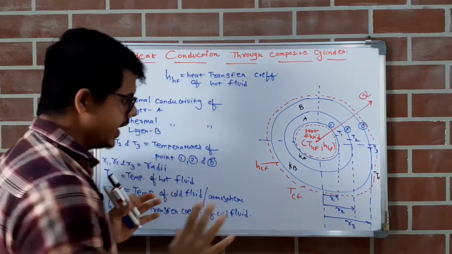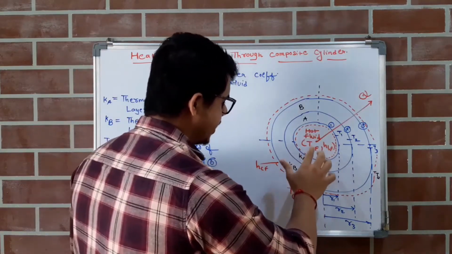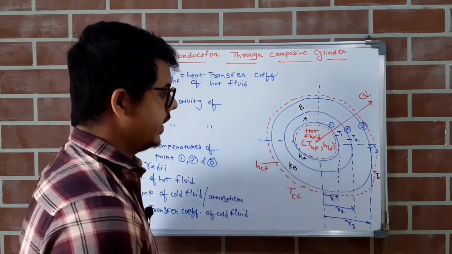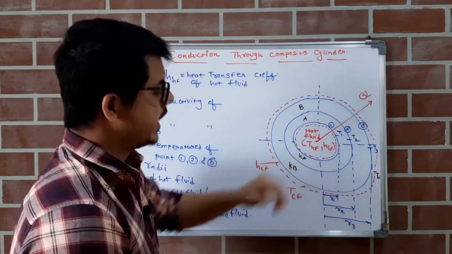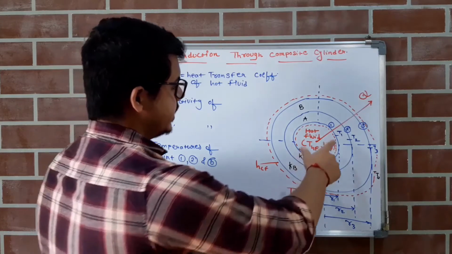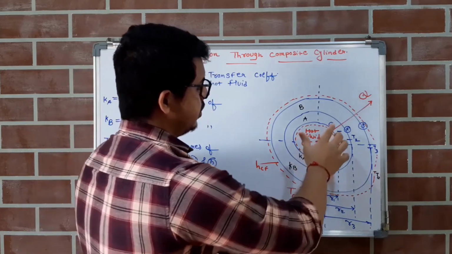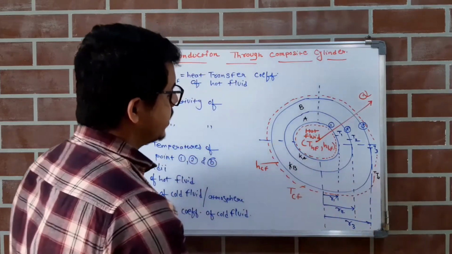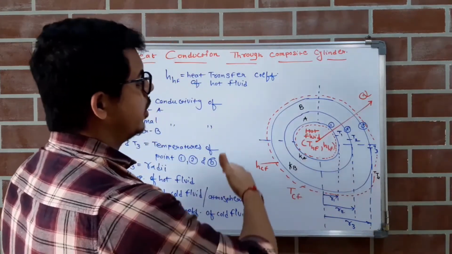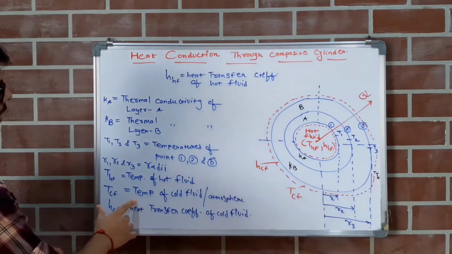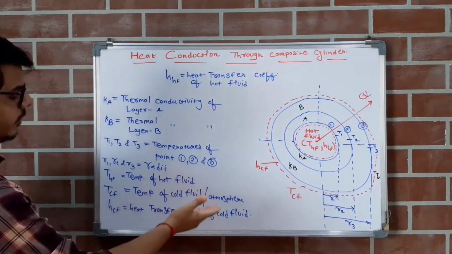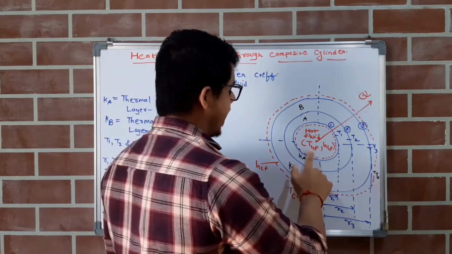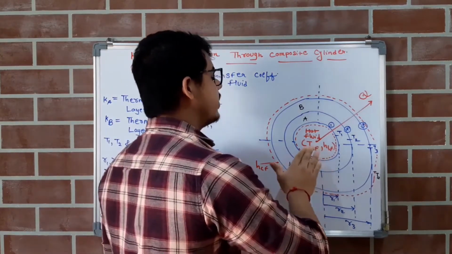Now first consider this is the hot fluid having temperature THF. This T1, T2, T3 and TCF are the temperatures which are lower than THF, right? This T1, T2 and T3 are the temperatures of points 1, 2 and 3. This TCF is the temperature of surrounding air, or we can say TCF is the temperature of cold fluid or the temperature of atmosphere. Now as this temperature is higher, so heat will move in this direction.